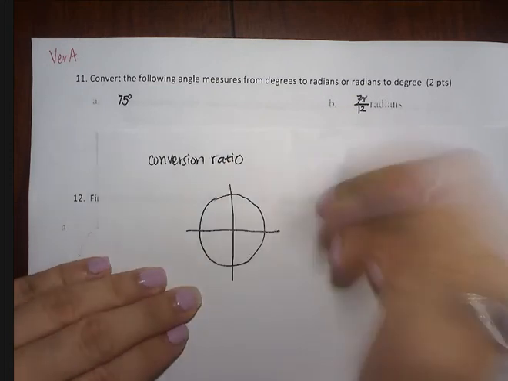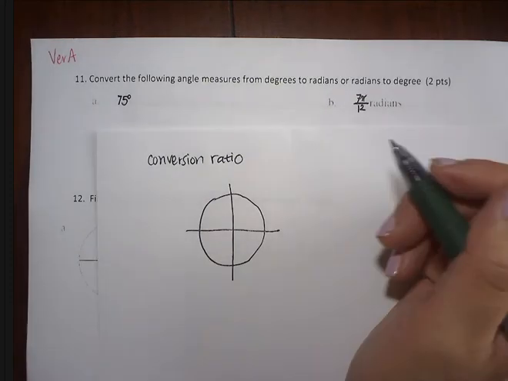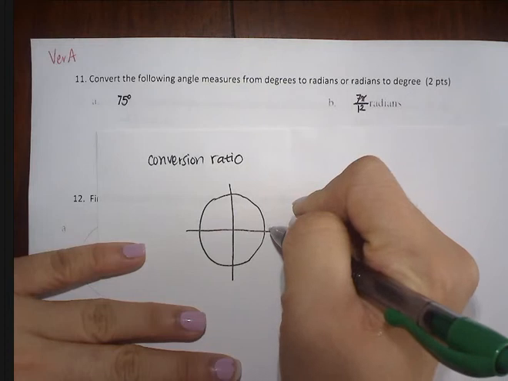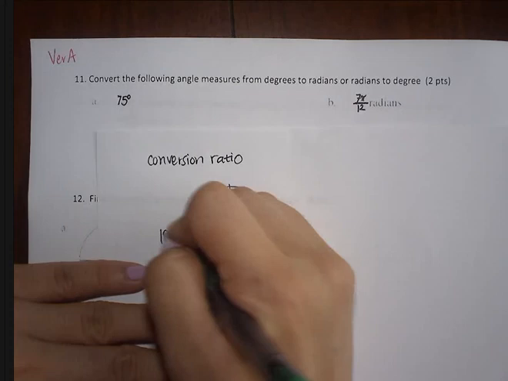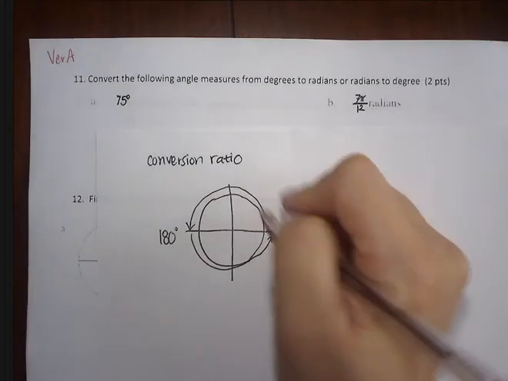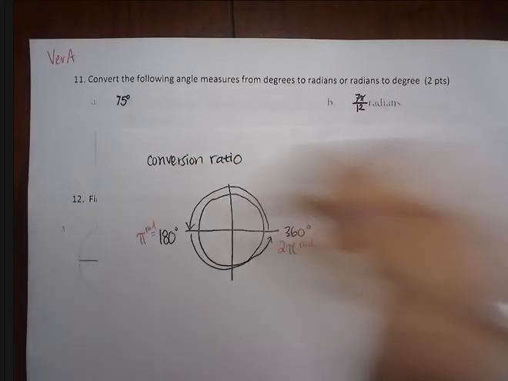So you can use several different ratios, but the one I like the best is the fact that to get from here to here, that is 180 degrees. And then to get all the way back, full circle is 360. Well, a full circle is 2 pi radians, which means a half circle is pi radians. So we can use either of these.